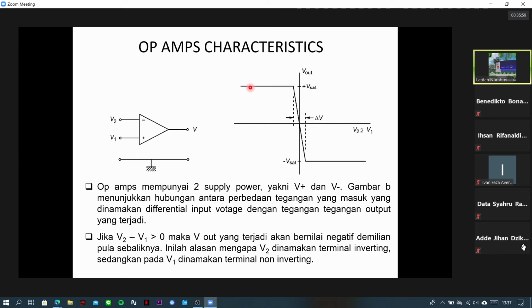Okay, so we have the Vout. Again, if V2 minus V1 is more than 0, then you will get a negative output voltage. This is really up to us. We want to amplify, how big we want to amplify the signals, and whether we want to get the negative voltage or the positive voltage.